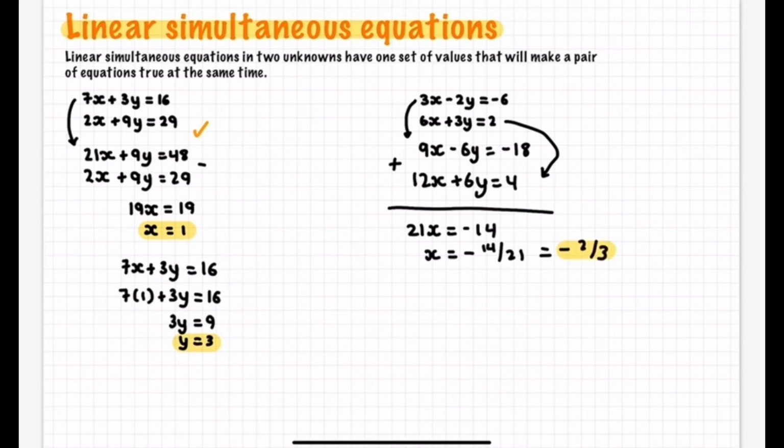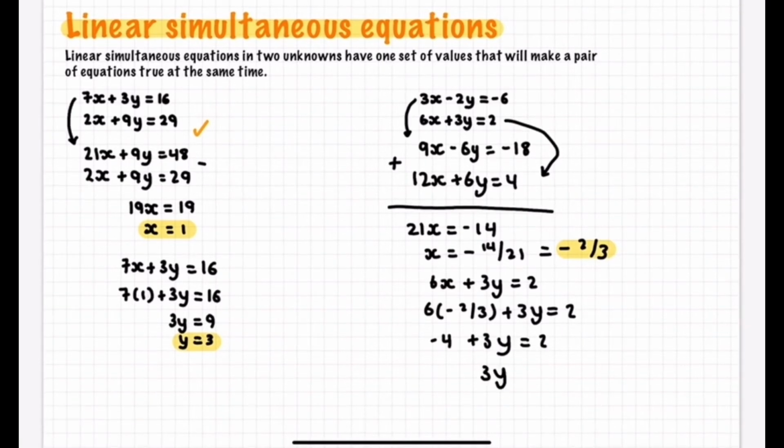Again, we now need to sub in our value of x that we have found to find the y value. So I've chosen to sub it into the equation 6x plus 3y equals 2. 6 times minus 2/3 plus 3y equals 2 is minus 4 plus 3y equals 2. Meaning that 3y equals 6, and therefore y equals 2. Also remember that you can always sub back in your values that you have found into the original equations to check that your answers are correct.